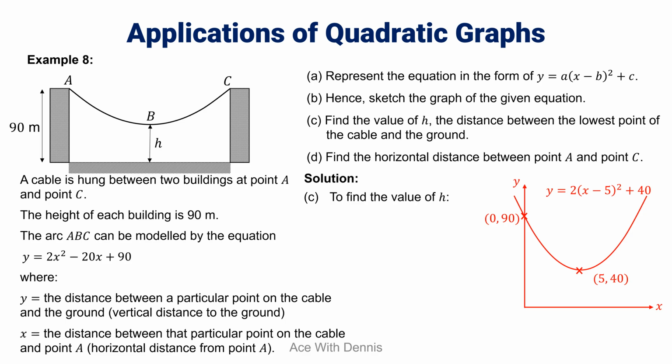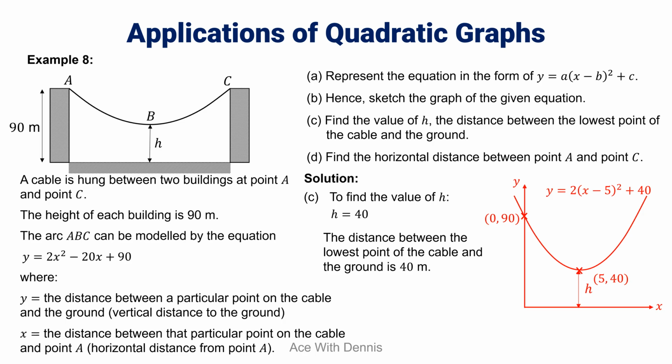C, to find the value of h, we look at the graph and locate where the h is. So this is the h. And from here, we can see that h equals 40. So the distance between the lowest point of the cable and the ground is 40 meters.